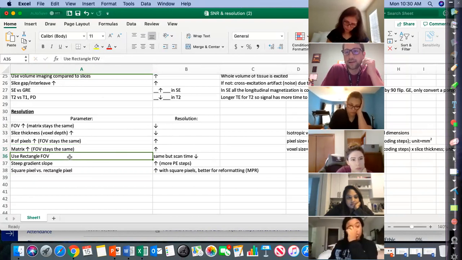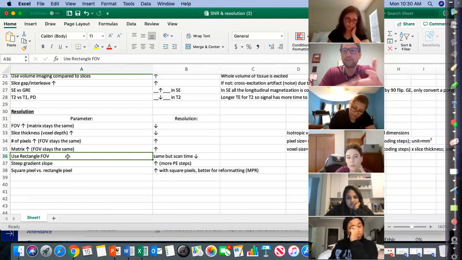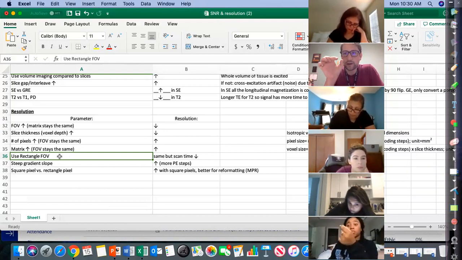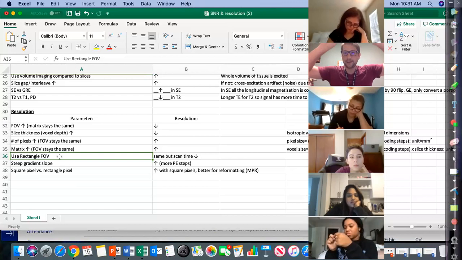All right, this rectangular field of view can be tricky sometimes. We're not talking about a rectangle pixel. A rectangular field of view means that we're going to be imaging an area that is long and narrow. Put off to the side here areas like a sagittal L-spine or a tib fib or a femur, areas in the body that are long but narrow. So we're going to have square pixels within that rectangular field of view, and we're going to eliminate some of the phase encoding steps.